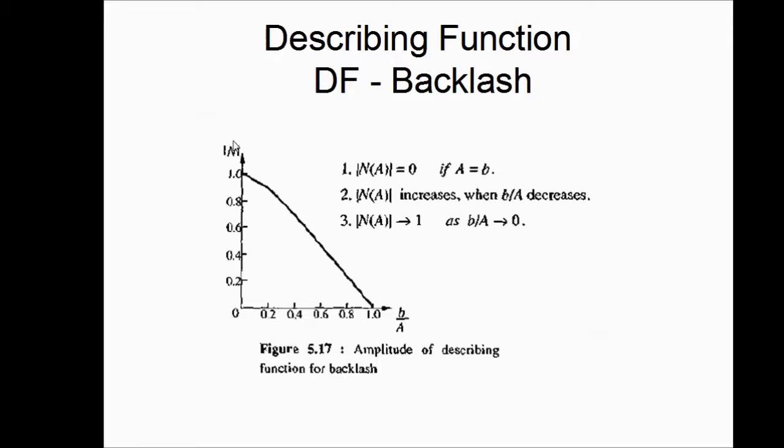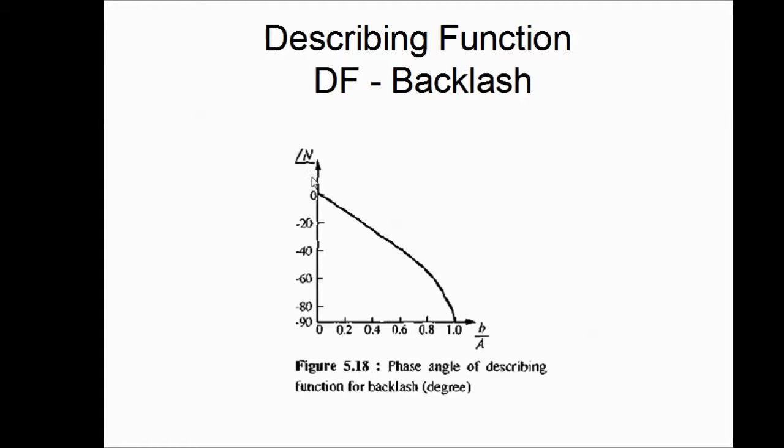This is the magnitude of the describing function as a function of B by A. This is the phase of the describing function in degrees. It is shown here for this backlash nonlinearity, which is a hysteresis.